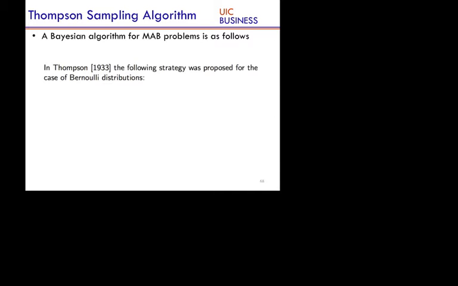Now, in any Bayesian algorithm, you're going to start with priors. So you'll assume a uniform prior on the parameters. So what is the prior on the parameter? What is the parameter here?